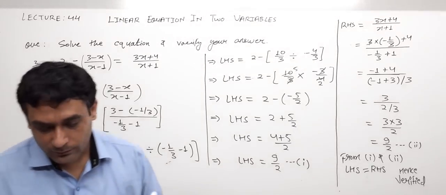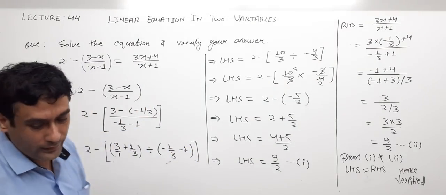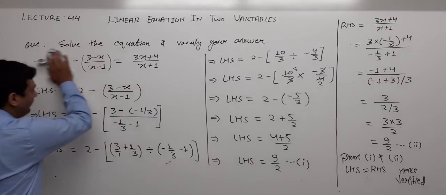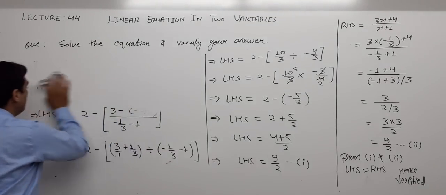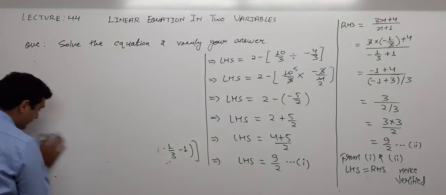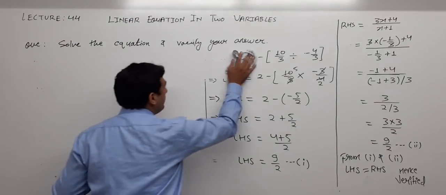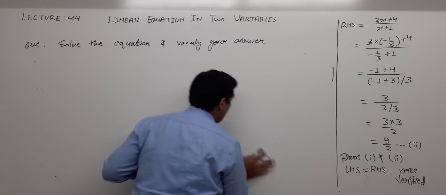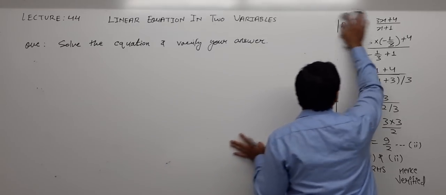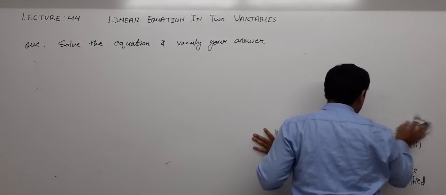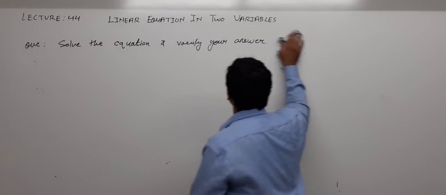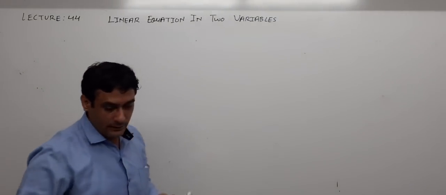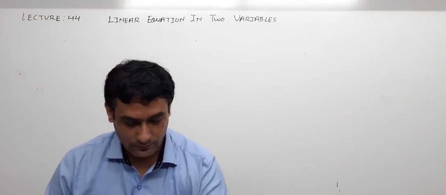Okay, now next we will see linear equation in two variables. That is basically what we have to learn in this chapter. Whatever we learned in this lecture so far is actually part of class 8. I gave you just a quick revision. Next we will see linear equation in two variables. So first of all we will see the definition of linear equation in two variables.